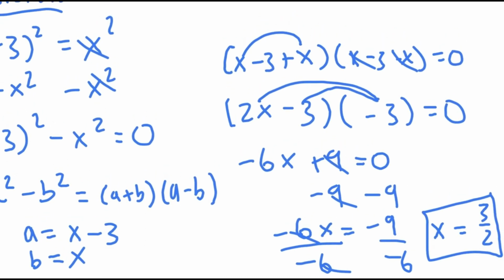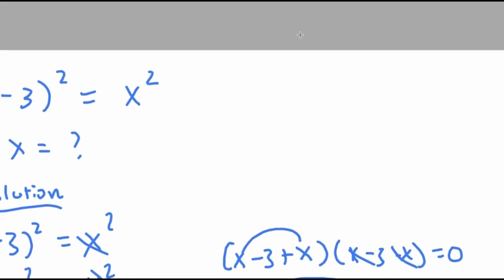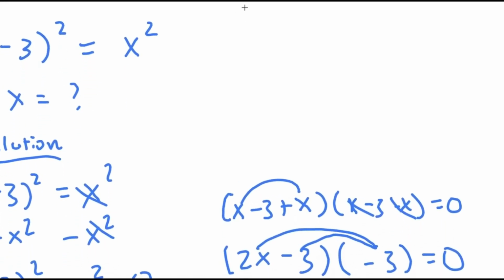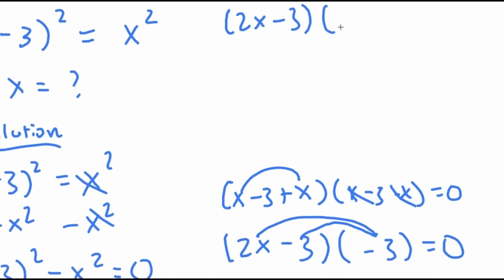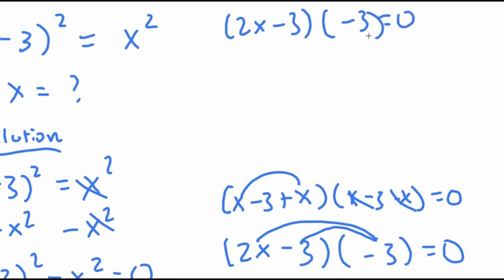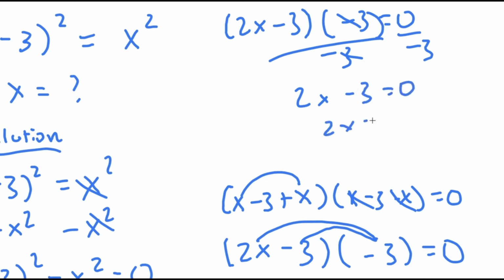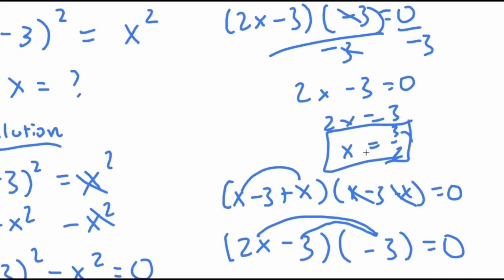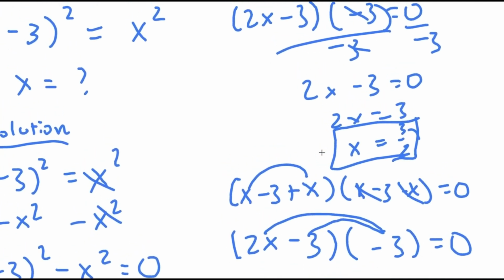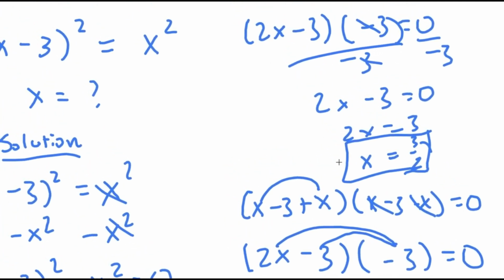Now another way I can do this is, I'm actually going to write this up here. I have (2x - 3) times negative 3 is equal to 0. This time I can actually divide both sides by negative 3. So I get 2x - 3 is equal to 0. So 2x is equal to 3, and x is equal to 3 over 2. So that's two different ways of solving this, and 3 over 2 is my solution.